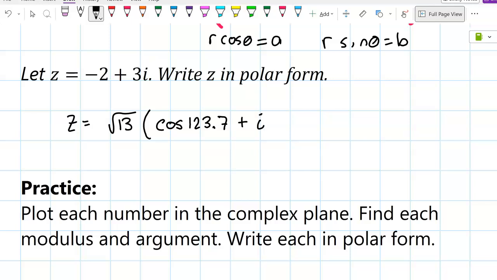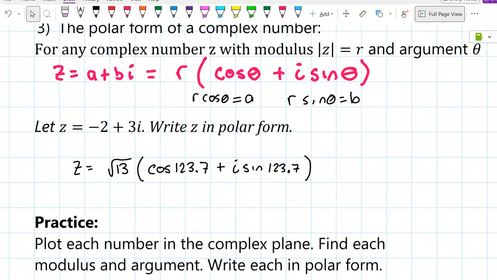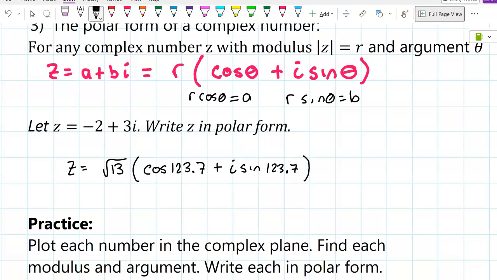Plus i sine 123.7. The idea is that cosine 123.7, if you evaluate all this up, you will get back to -2 plus 3i.